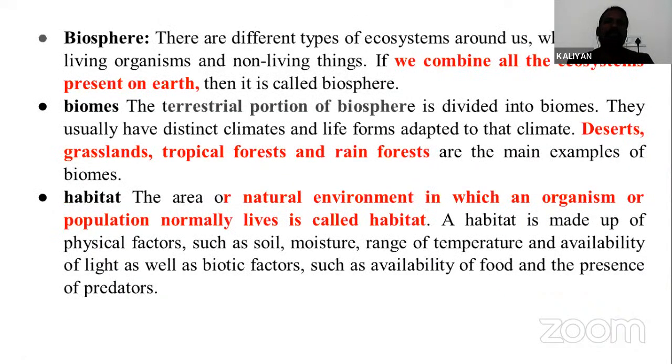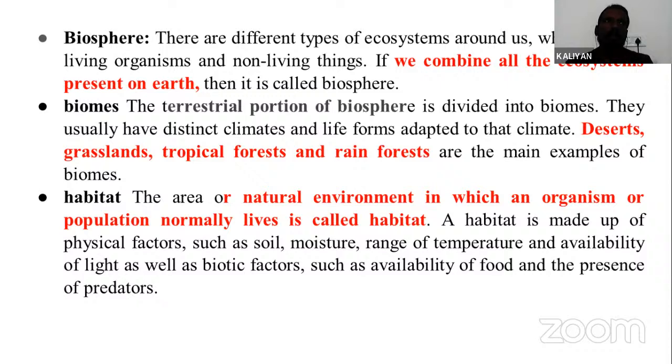And biosphere means there are different types of ecosystems around us which involve living organisms and non-living things. So we combine all the ecosystems present on the earth, that is called the biosphere. Biomes means the territorial portions of the biosphere divided into biomes. Example, desert, grassland, tropical forests and rainforest. Habitat means the natural environment in which an organism or population normally lives is called habitat. So basically, biosphere is a combination of all the ecosystems, living things and non-living things.